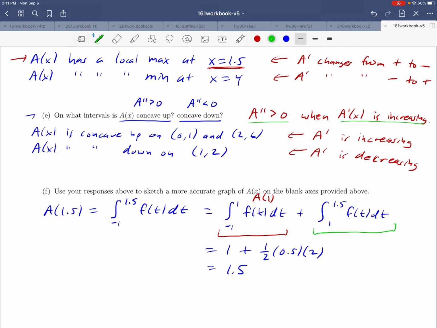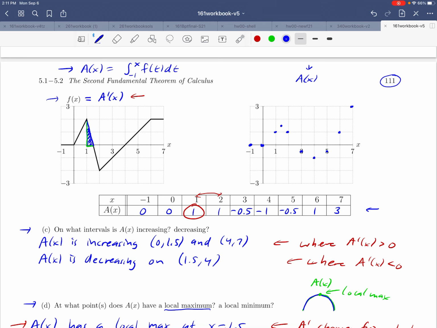So what we've managed to figure out then is that there's another point on this graph. It has an x and a y coordinate of 1.5. Let's go ahead and plot that. So 1.5 and 1.5 would be there. I think we are ready to draw here.